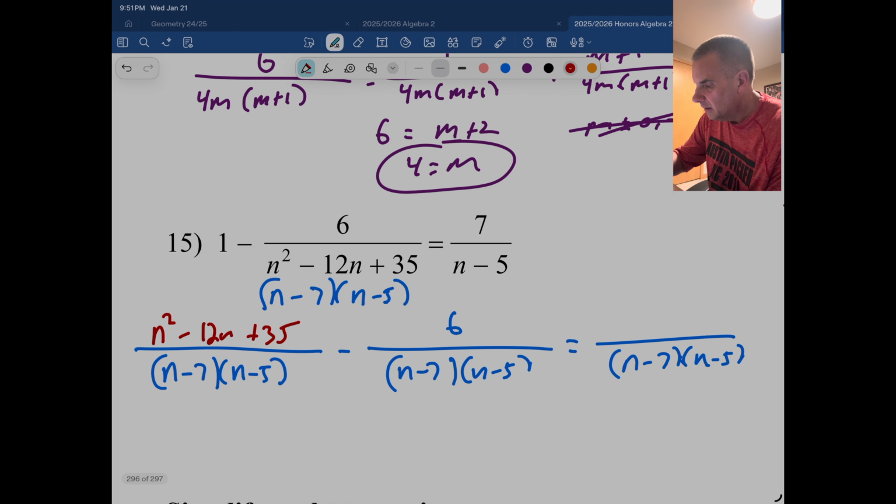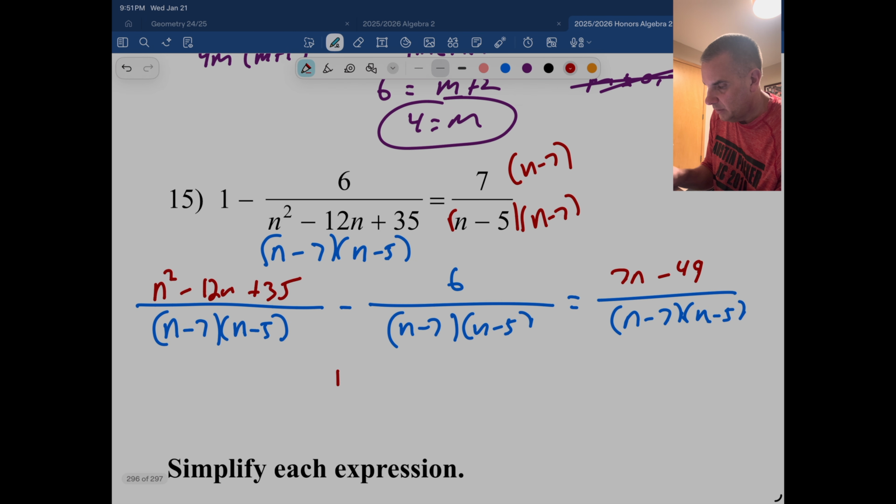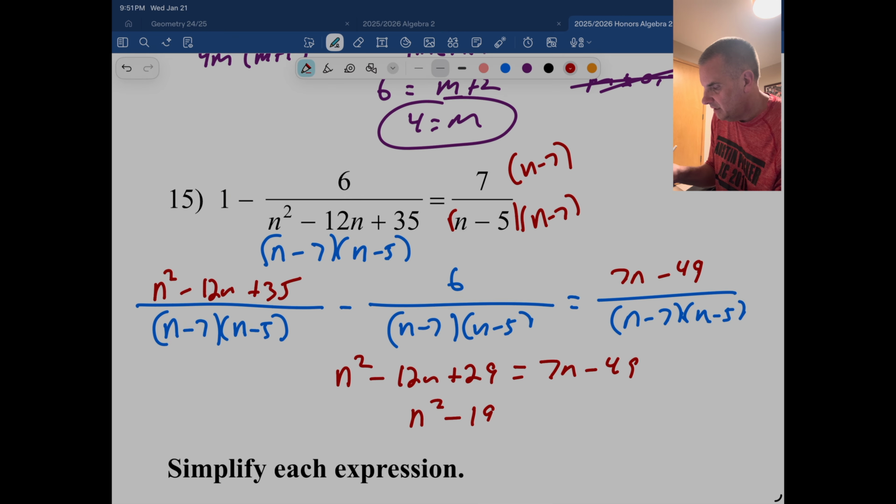Maybe not. I'm going to multiply this by n minus 7. That's 7n minus 49. Minus, so that's n squared minus 12n plus 29 equals 7n minus 49. So n squared minus 19n plus 49 and 29, 78 equals 0.